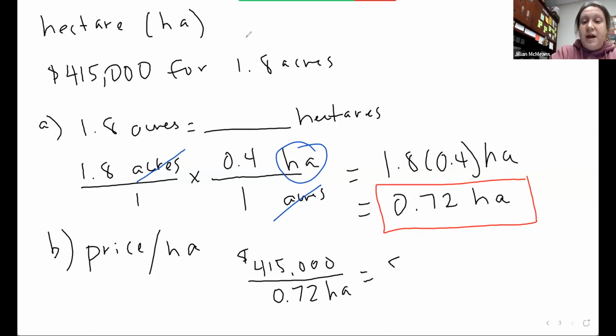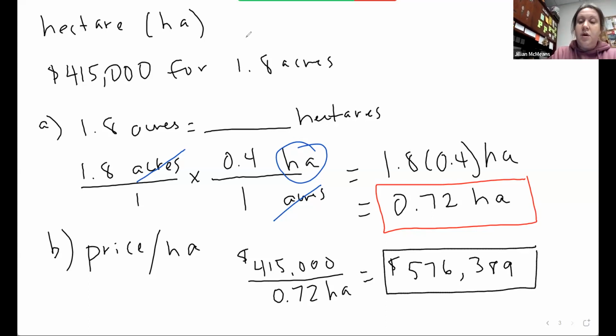So if this were a full hectare of property, the price of the property would be 576,000. I'm going to round to the nearest dollar, 389. So this property per hectare would run you $576,389.